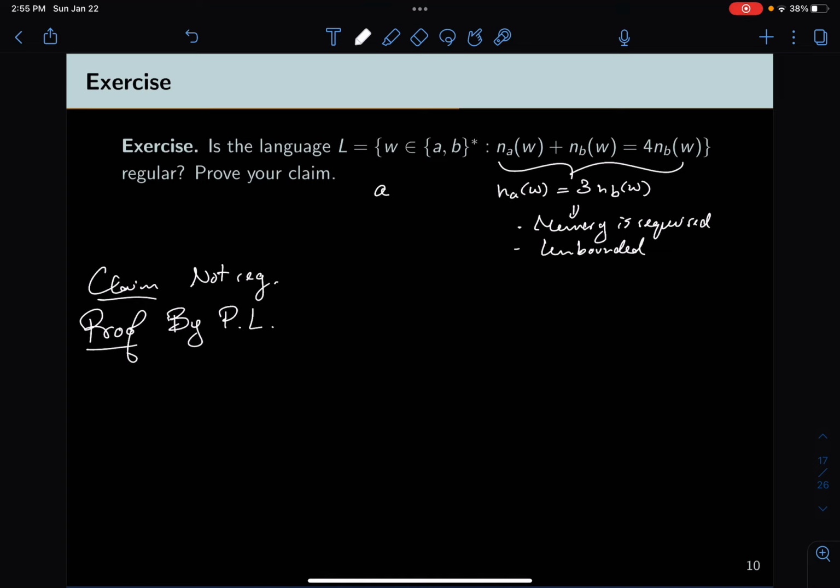Here you're saying that the number of A's is 3 times the number of B's. This is no different than the explicit form, right? This language is a subset of that language, which means that you can pick strings of this form against your opponent. You're allowed to pick the form that you want.